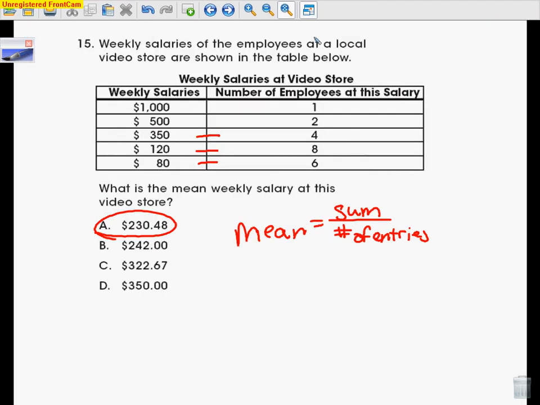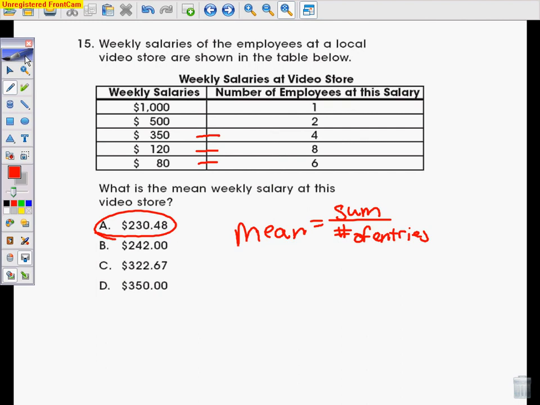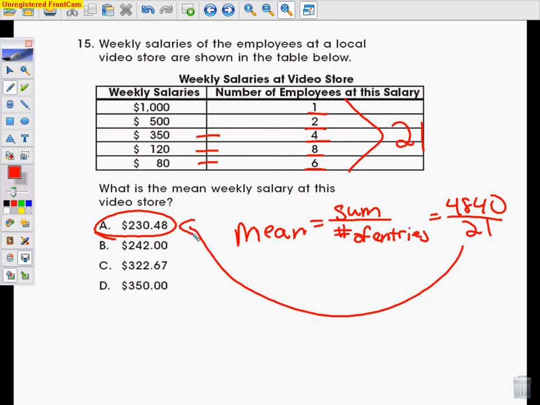how many people did we actually have? Well, 1 plus 2. Let me make sure I write this out here. So 1 plus 2 plus 4 plus 8 plus 6. That's a total of 21 people. So you would do the 4,840 divided by 21 people, which still comes out to be $230.48.